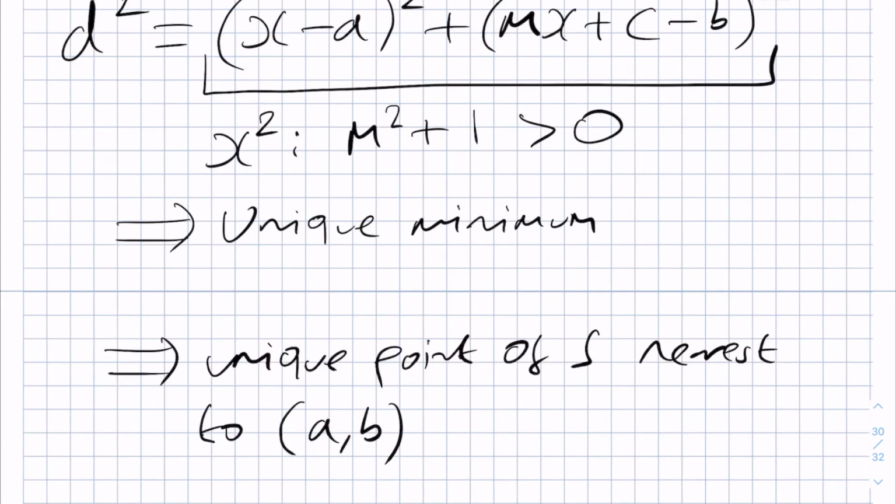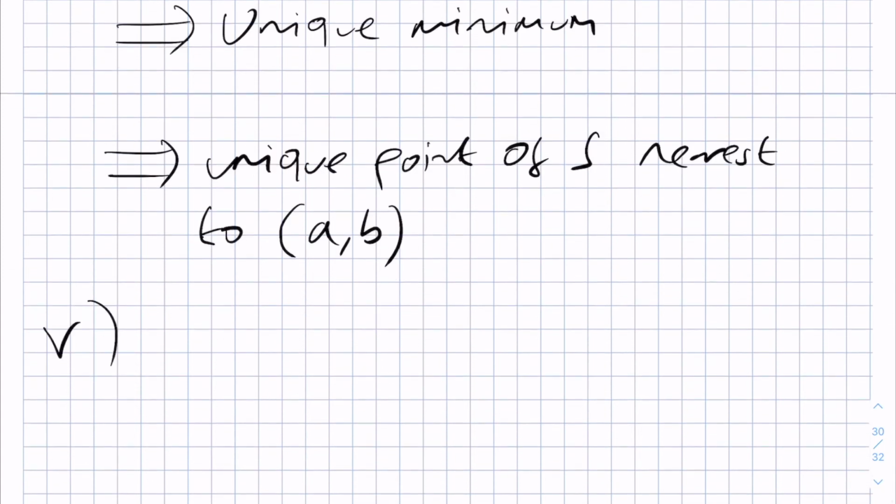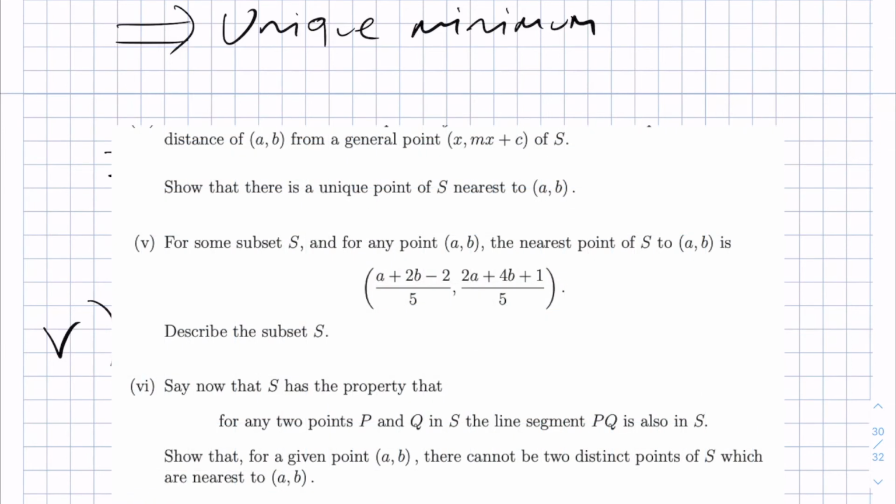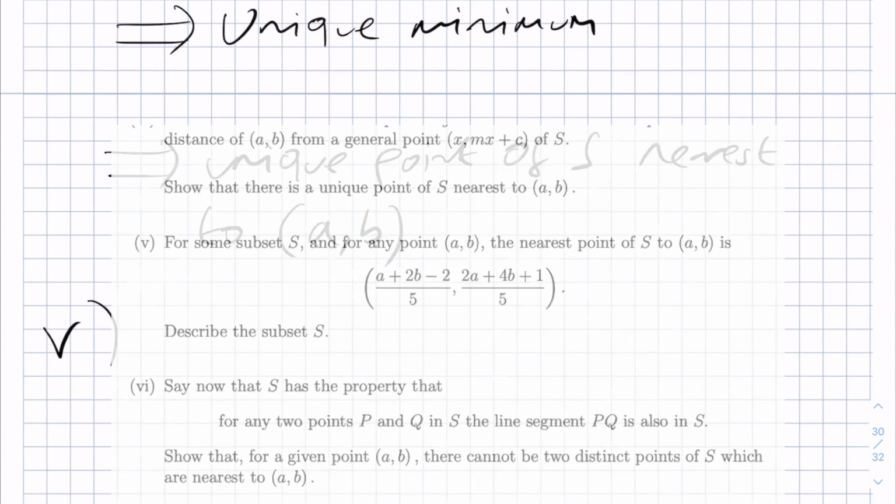Recall that S is the set which has the line y equals mx plus c. Next, we can look at part 5 of the question. It says, for some subset S and for any point (a, b), the nearest point of S to (a, b) is given by the coordinates (a plus 2b minus 2) all divided by 5 and (2a plus 4b plus 1) also all divided by 5. And we're asked to describe the subset S.